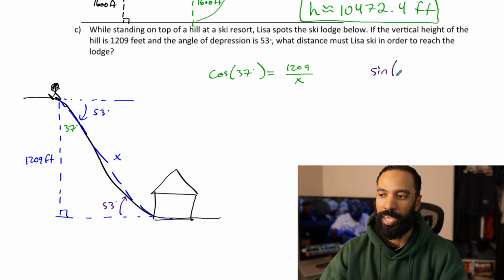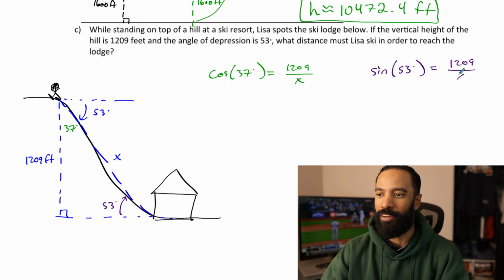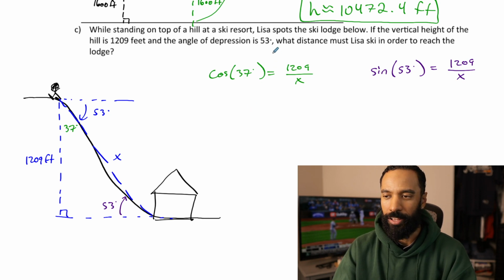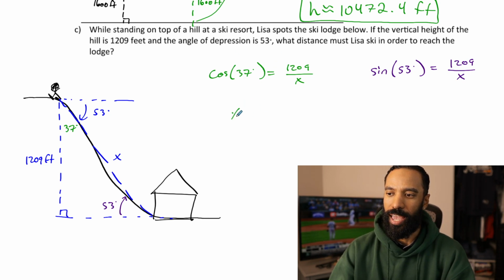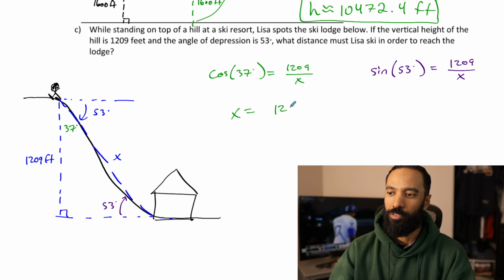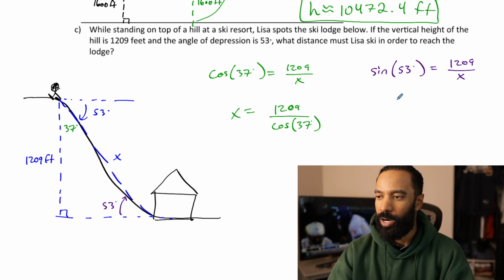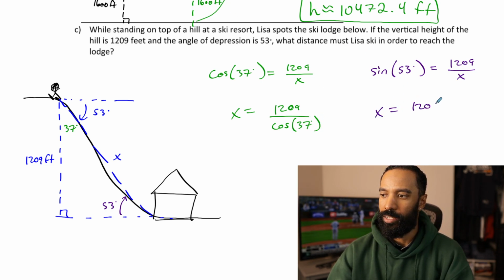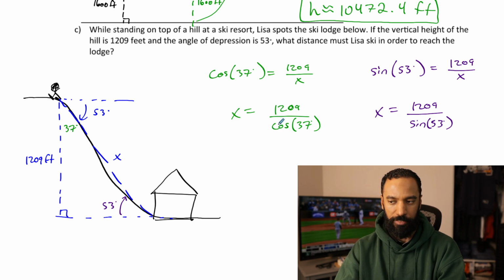I could also do sine. I could do the sine of 53 degrees equals 1209 over x. You have either option. Both are valid. Both will give you the exact same answer. You can either say x equals 1209 over the cosine of 37, or x equals 1209 over the sine of 53. How can they be the same answers if these are different numbers? Because these are different trig functions.